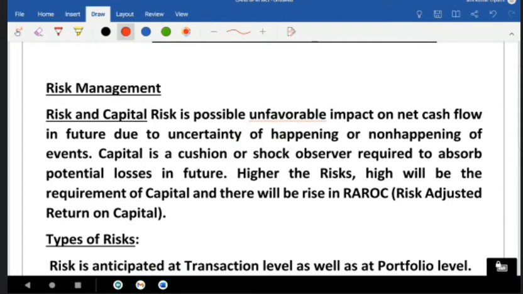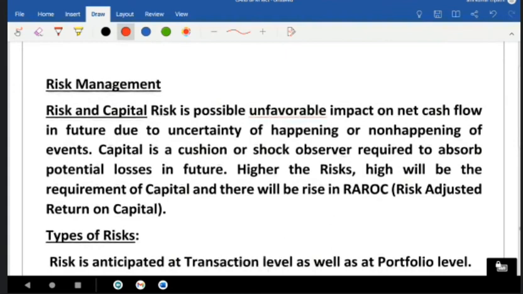So what is risk management? Before we try to understand what is risk management, we have to understand what the risk is. So risk is the possible unfavorable impact on net cash flow. When we conduct a business, there is always cash inflow and cash outflow. The difference of cash inflow and cash outflow is called net cash flow. There is always uncertainty associated with the happening of any event, because some events happen that we did not think of, and some events we expected do not happen; we think something, but something else happens. So there is always unfavorable impact on net cash flow, and that becomes the risk.